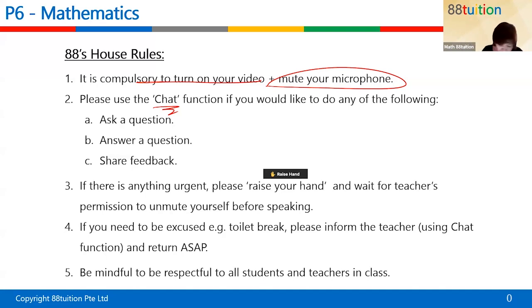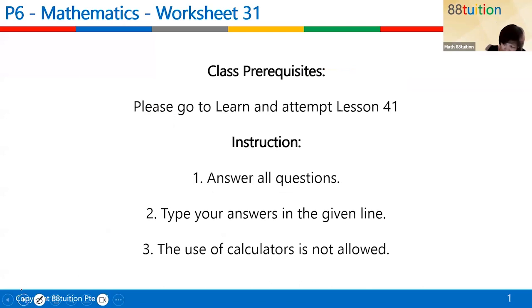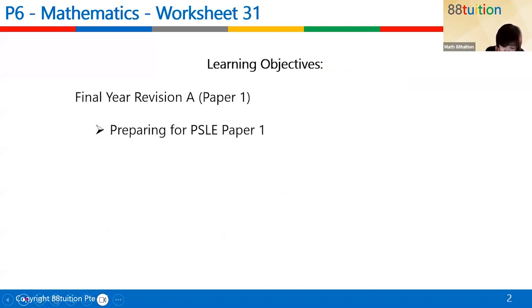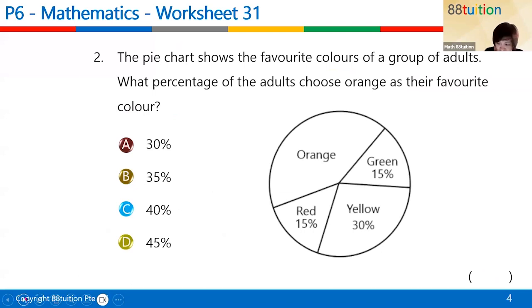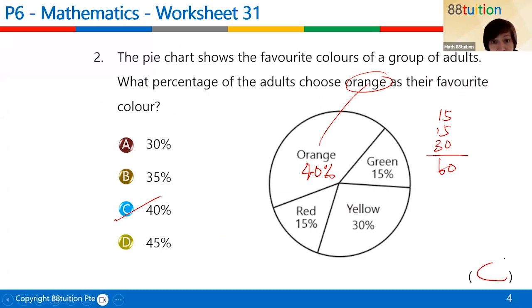Okay. The first question we have here is from the minor paper. We are all doing the revision paper. This one, many of them correct. Okay, so this is 20.9. Yes, C. Number 2, the pie chart shows the favorite color. He wants to choose orange as their favorite. So from here to here, you must know that this is what? 15 and 15 and 30 will give you 60. So here will be 40%. This one, most of them got correct. Next question.